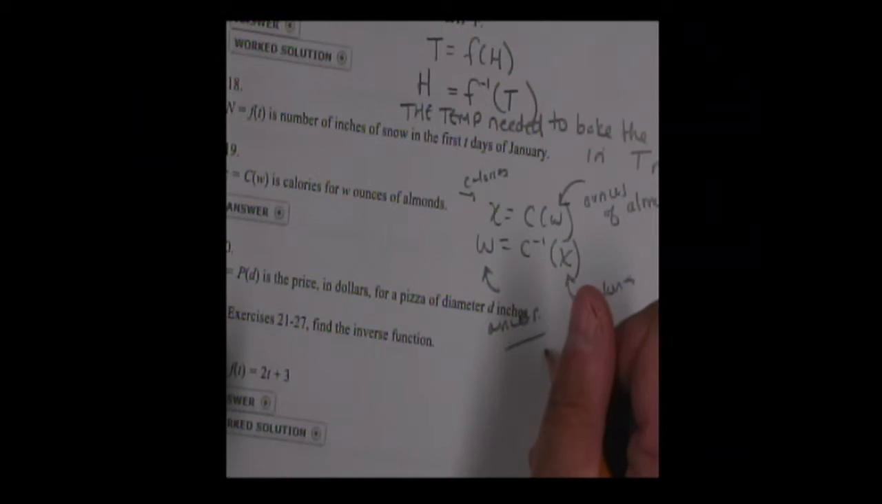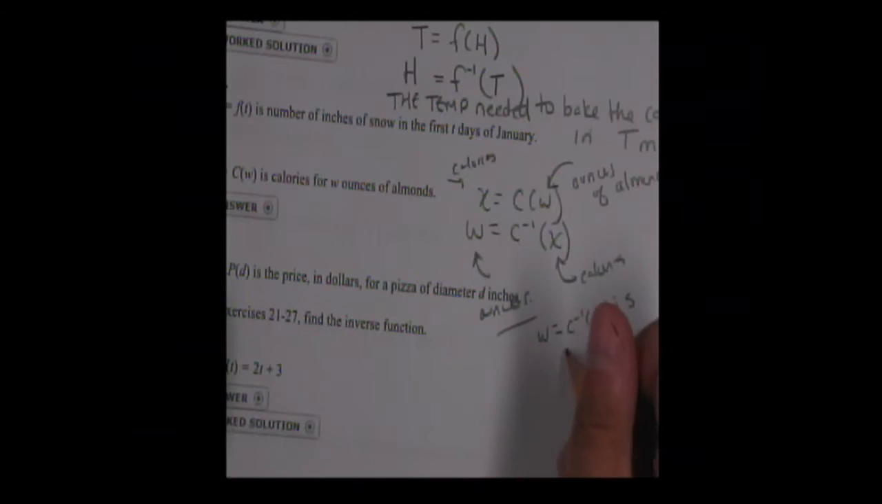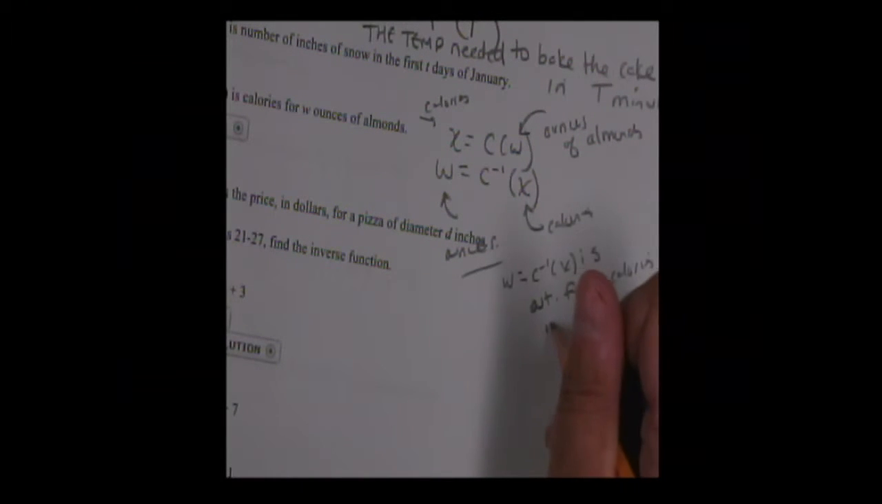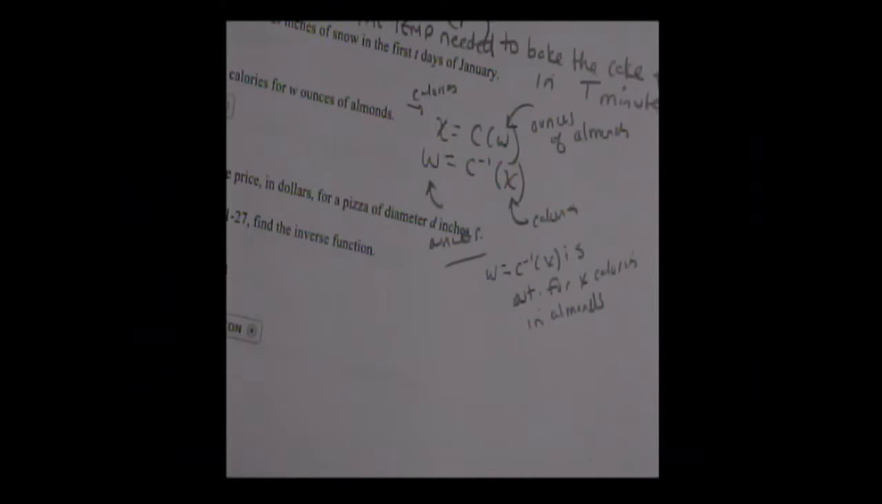And so if we were writing a similar statement, we would say that W is C inverse of X, and that's the weight, I'll use weight instead of ounces, the weight for X calories in the almonds. Right, so it's going to give me the weight this time. So W equals is giving me the weight for X calories.